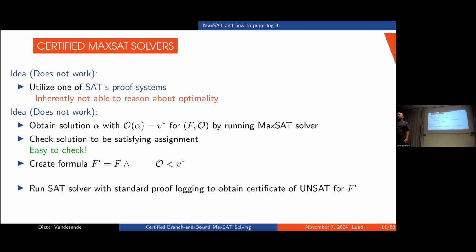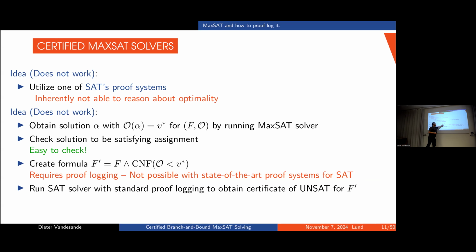Checking that the solution is a satisfying assignment is of course easy to do. But then creating this formula, well, a SAT solver doesn't understand this kind of constraints. So we need to encode it in a CNF formula. And of course, who says that I implement my CNF encoding right? I wouldn't trust myself with that. So that requires proof logging, because I need to prove that my encoding is implemented correctly. And since proof systems for SAT don't understand this kind of constraints either, that's not possible with state-of-the-art proof systems for SAT.